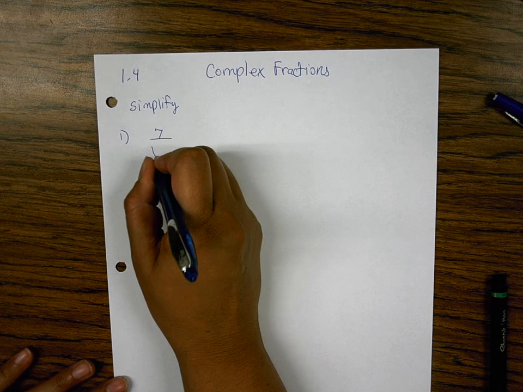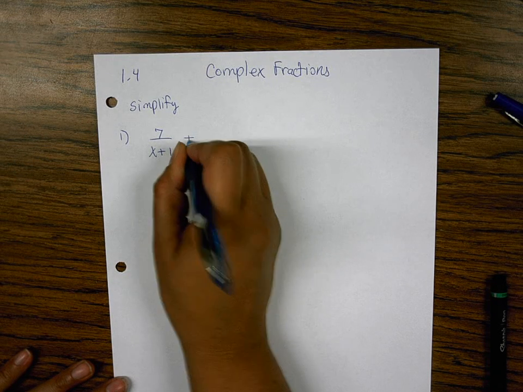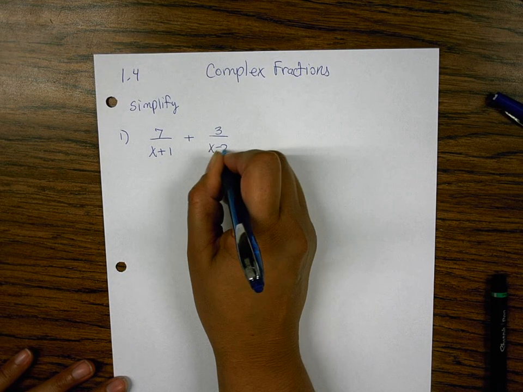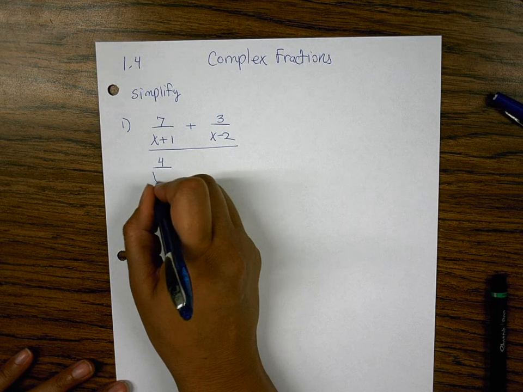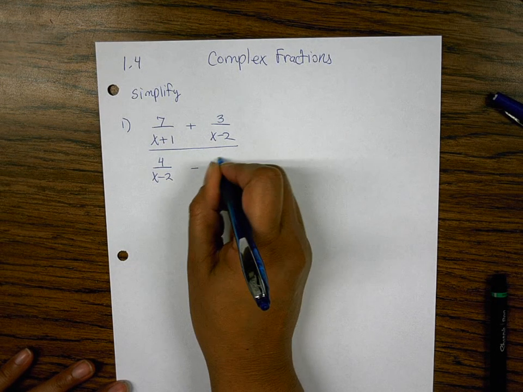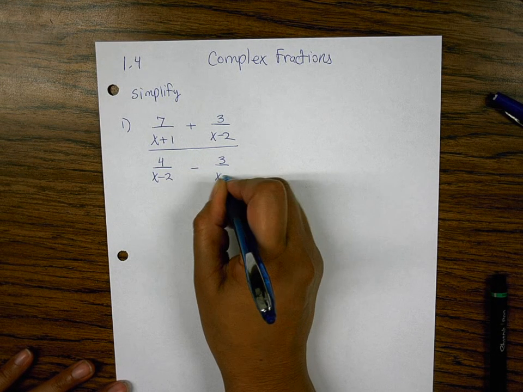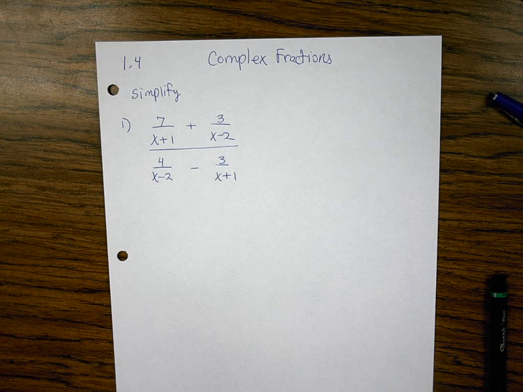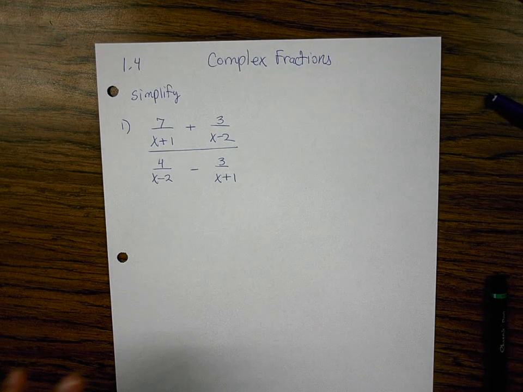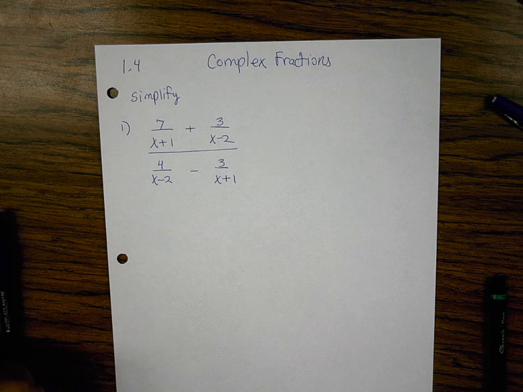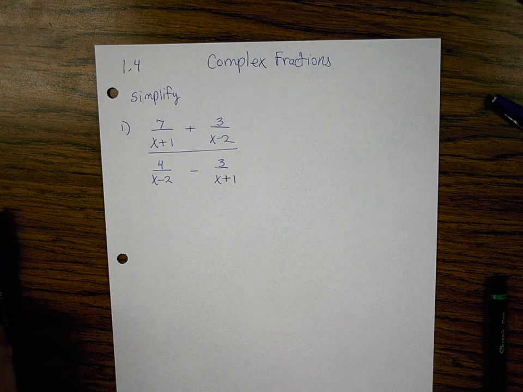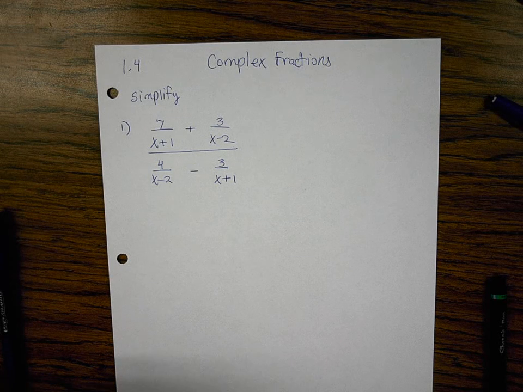All right, 7 over x plus 1 plus 3 over x minus 2, all over 4 over x minus 2, take away 3 over x plus 1. Now there are multiple ways of doing this. Some go a little quicker than others, so I am going to show you the faster way. If you feel like I don't like that way, you can ask me about it in class tomorrow.